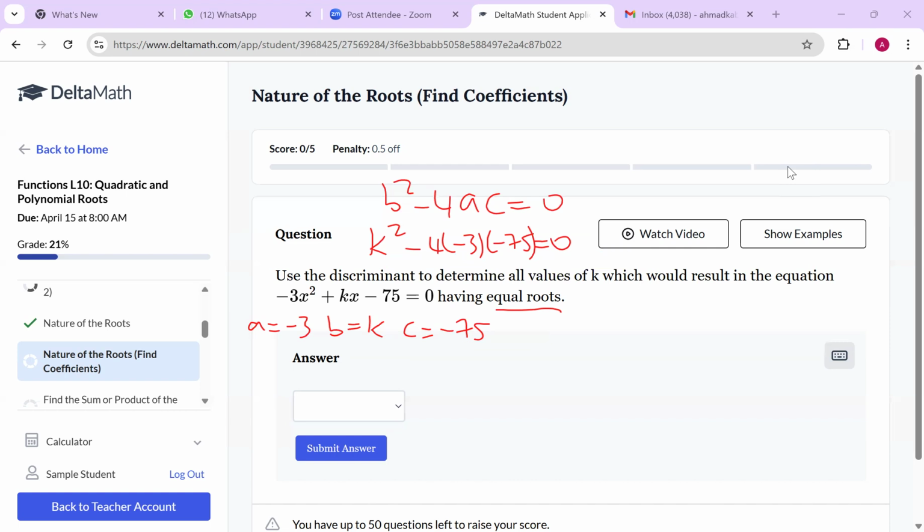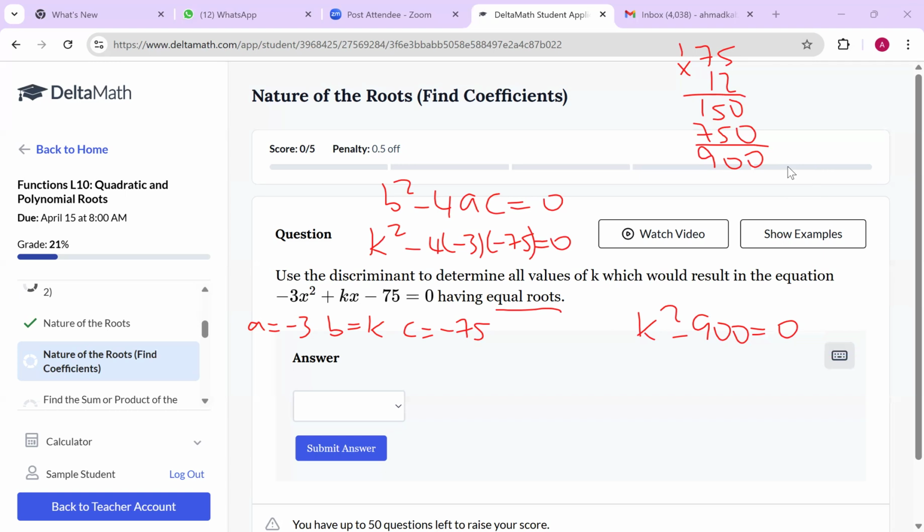4 times 3 is 12. 12 times 75: 0, carry 1, 15, 0, 7, 5. So 0, 0, 9. So 900. So k squared minus 900 equals 0.